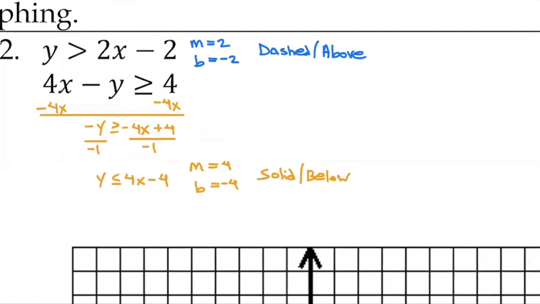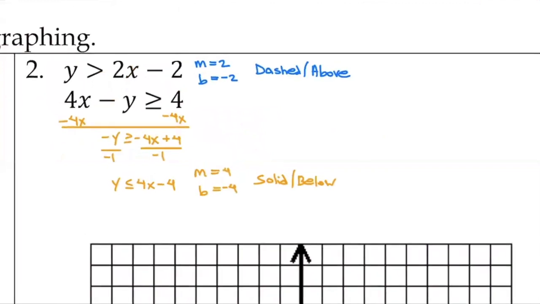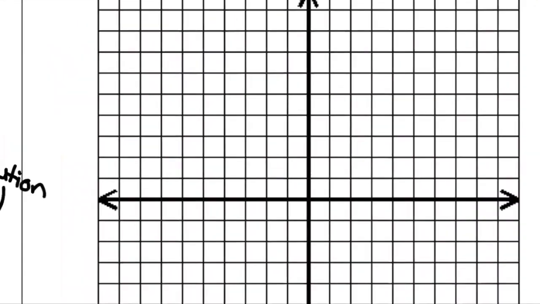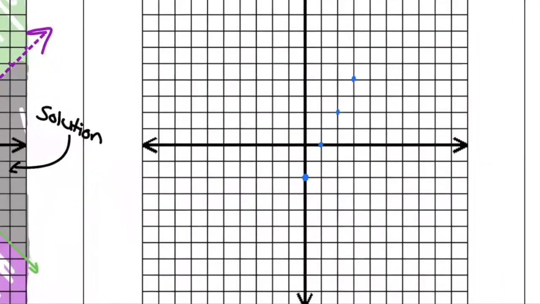All right, so I'm going to start with my equation in blue. So I'm going to start at negative 2 and then do a slope of 2, which means I'm going to go up 2, right 1, up 2, right 1. All right, so this is a dashed line.